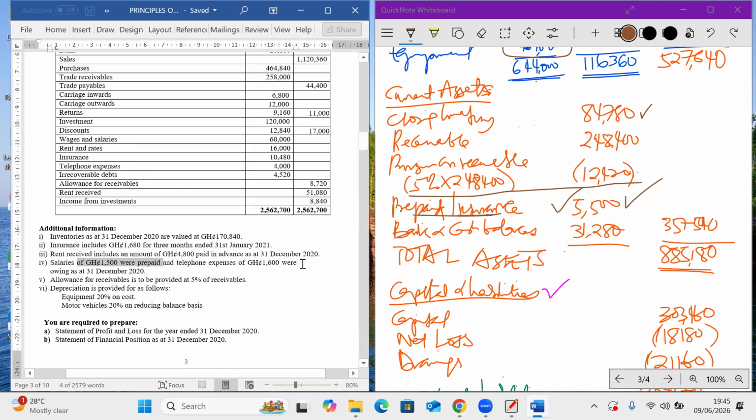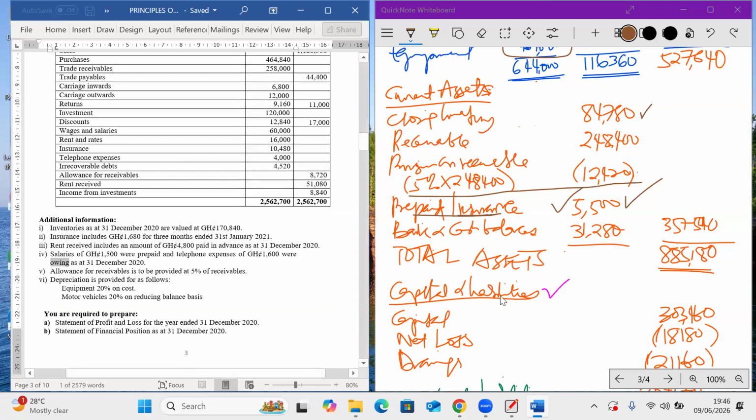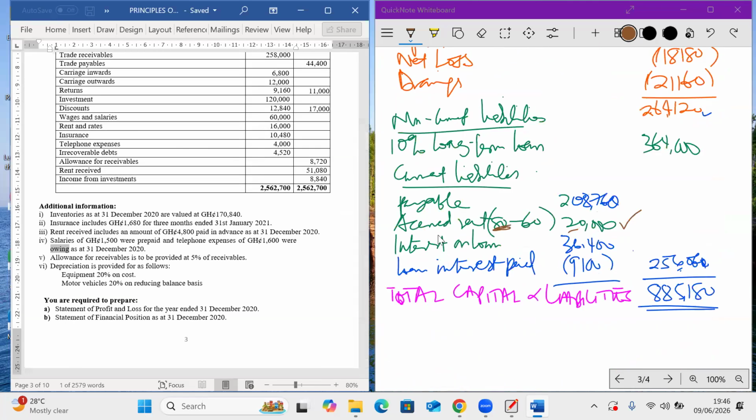Then telephone expense of 1,000 were owing. You see the way they use, they didn't use accrued, they didn't use pending. Now they use outstanding. They said we're owing, so it's accrual. So you add it to the telephone expenses in the trial balance in the P&L. Then you take the accruals to current liabilities, there will be accrued telephone expenses. Allowance for receivables I've explained.